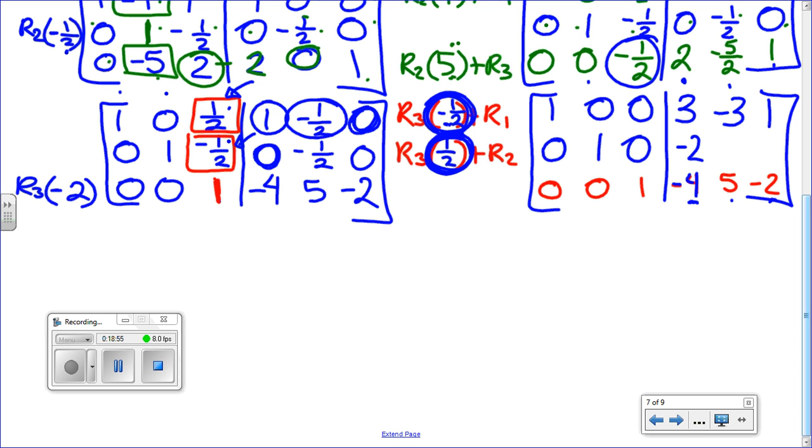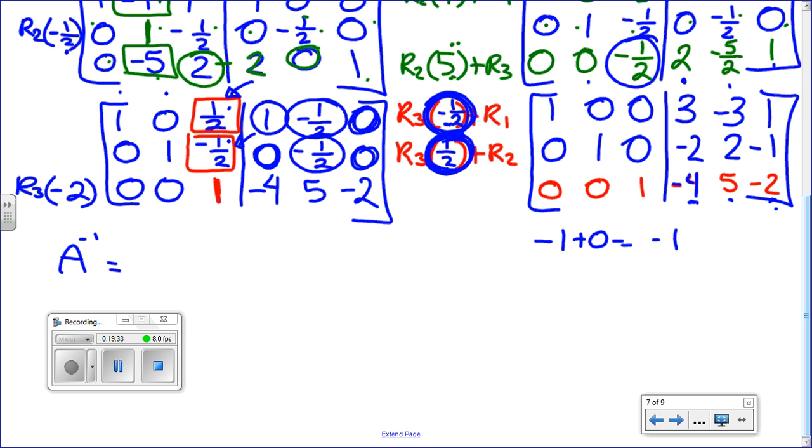Then it's 1/2 times 5. Jeremy, look over here. So that's 5/2 plus -1/2. So that is how many halves? 4. Which is 2. And then the last one, 1/2 times -2, so that is -1 plus 0, -1. And that's it. That is it.